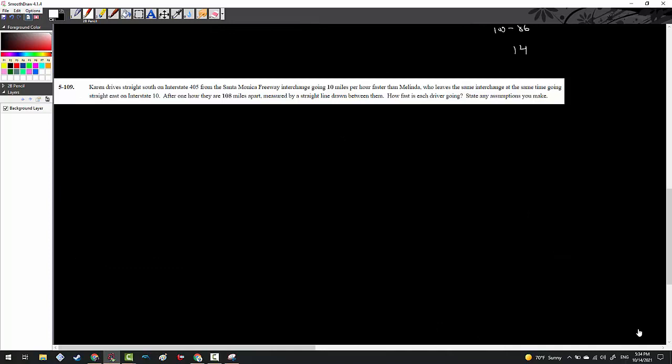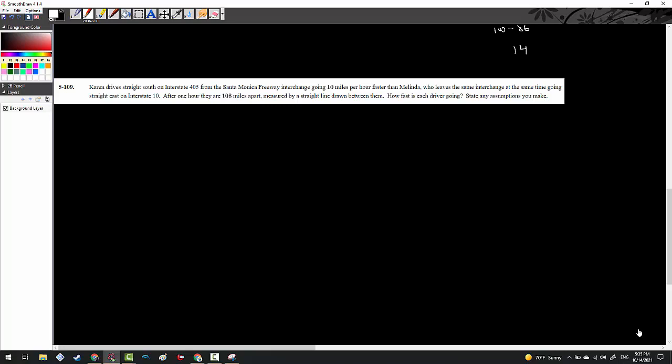All right, in problem 5-109, it talks about Karen driving straight south on Interstate 405 on the Santa Monica Freeway interchange going 10 miles per hour faster than Melinda, who leaves the same interchange going straight east on Interstate 10. It says after 1 hour, they are 108 miles apart, measured by a straight line drawn between them. How fast is each driver going? State any assumptions that you make.